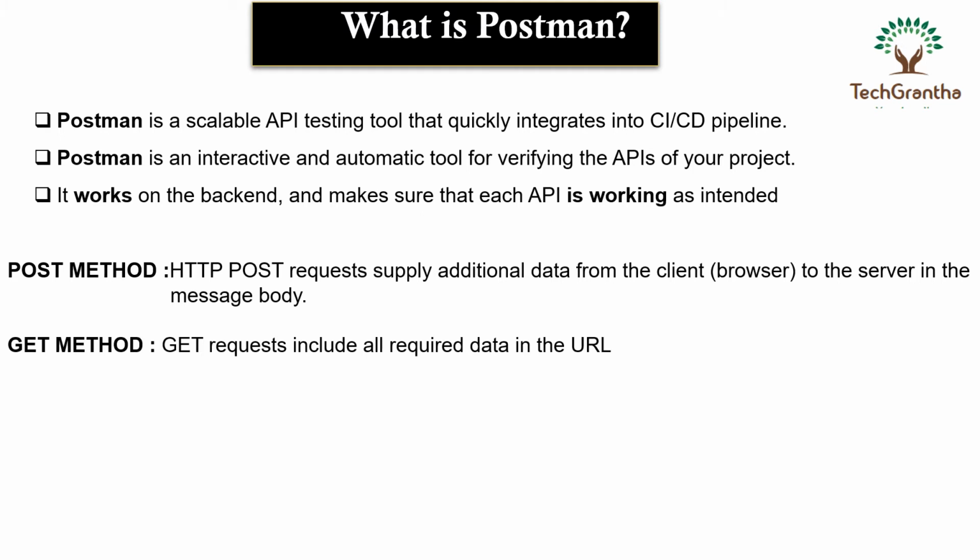The GET method includes all required data in the URL. Like if you want to pass a first name, last name, and age, you can include everything in the URL. The best way to identify the GET method is that in your URL you will see a question mark. The question mark means your request is a GET method. Okay, so this is the basic introduction to Postman.